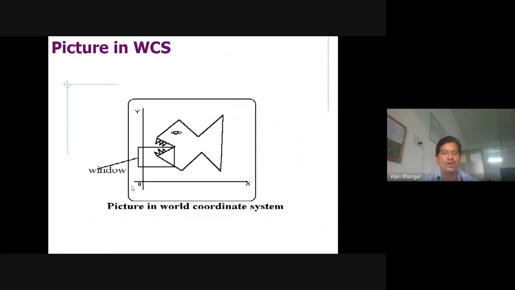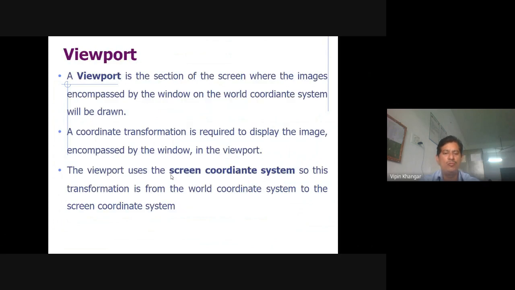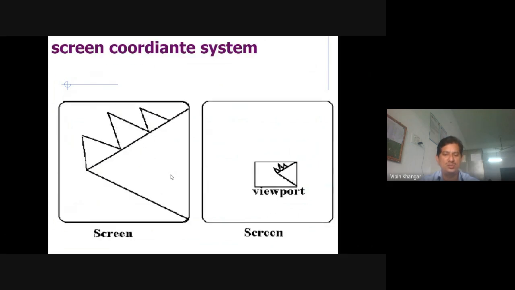So what is the available area? Out of this, we are just going to take this particular portion, defined by finite boundaries inside the world coordinate system, which we refer to as a window. Here you can see the fish mouth portion has been taken by the window. Now we can see how it can be mapped in your viewport. You can see this is a viewport, and this is a screen.